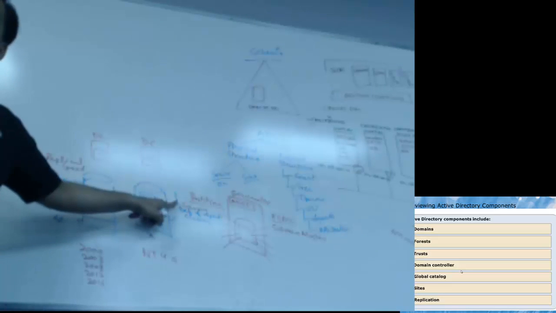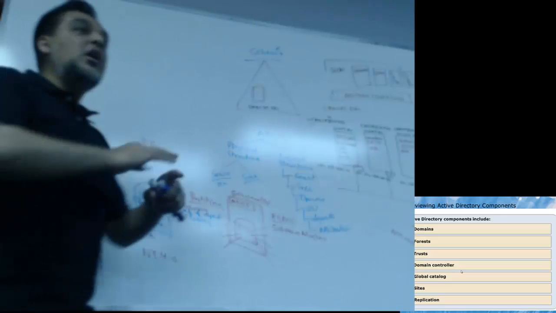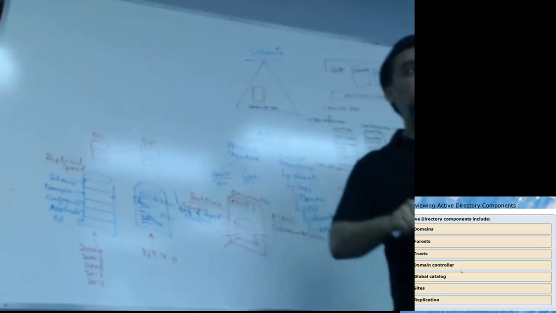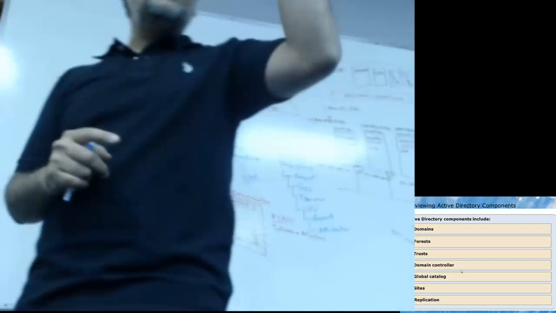And for that reason, no matter how big your forest is, guys, there is only one schema for that complete forest. So maybe in that complete forest there are 50 domains, but there is one schema. If there are maybe 2 domains, one schema. 1 domain, one schema. Because this is the main structure of your Active Directory.